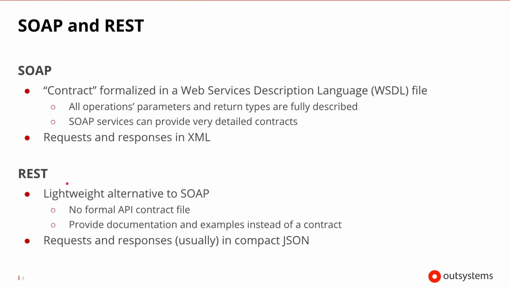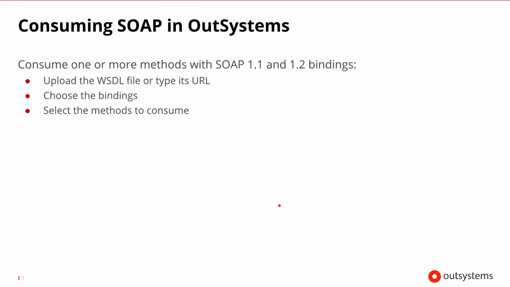RESTful web services, on the other hand, are generally lightweight and they're an alternative to the SOAP web services. They don't have to have any formal API contract file to start, but they can provide documentation and examples instead of a formalized contract. And inside of REST, the requests and responses are usually sent back and forth in compact JSON notation. So that's JavaScript object notation, which is a fairly simple and easy way to describe the different requests and responses. So if we look at each of these in a little bit more detail, we'll start with SOAP.